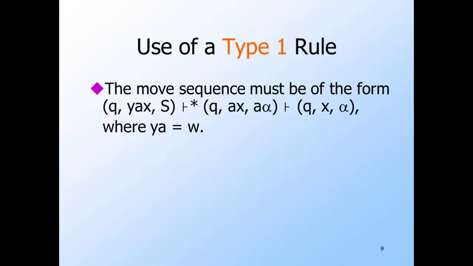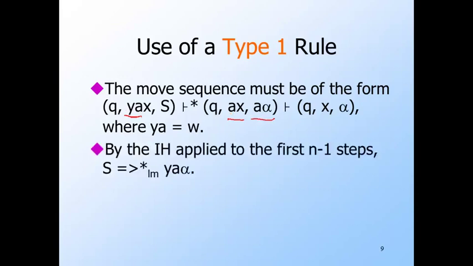First, consider the case where the last of the n moves is a type 1 move, where an A at the top of the stack is cancelled against an A on the input. Then the W consumed by the n move sequence must be of the form YA. That's this. And before the last move, the Y was consumed, leaving just AX. Further, just before the last step, the stack of P is A alpha.